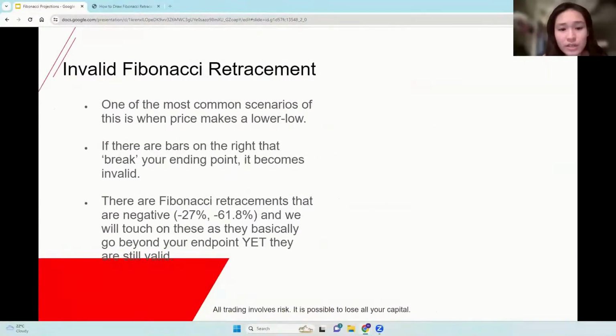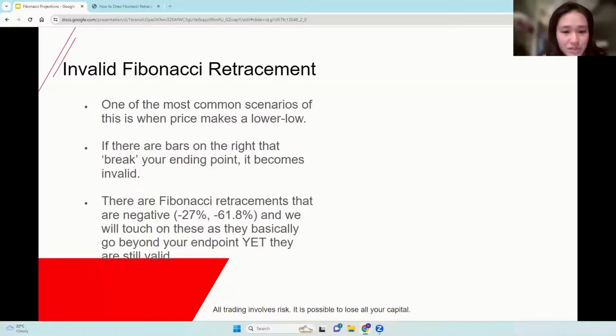You can also draw invalid Fibonacci levels. In this case, we're talking about invalid Fibonacci retracement levels, because this tends to be more common than an invalid Fibonacci projection level. One of the most common scenarios of this is when price makes a lower low. Assuming you are drawing a Fibonacci retracement from the top to the bottom, it will make sense for price to make a lower low. I'll show you an example in the next slide. But if there are bars on the right that break your ending point, it becomes invalid.